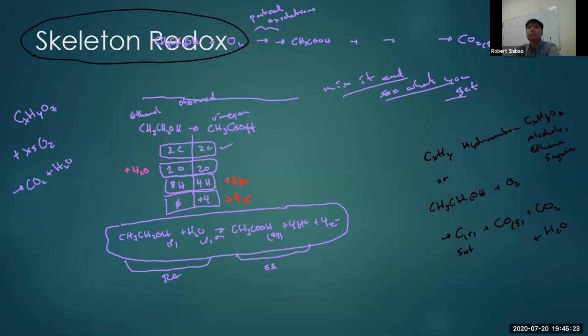Okay, so when you oxidize ethanol in your body, you could produce vinegar or acetic acid.